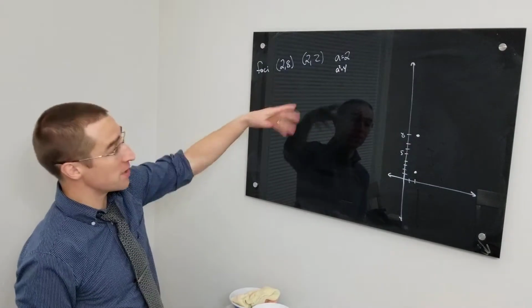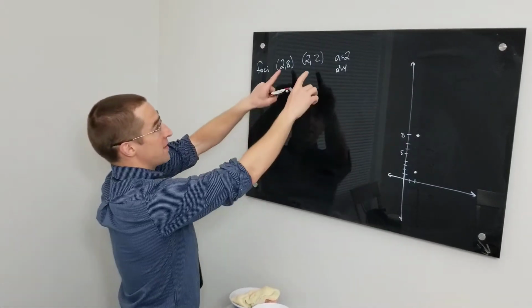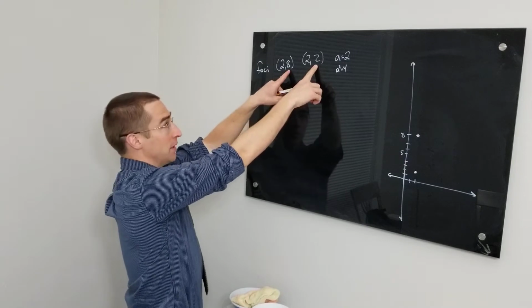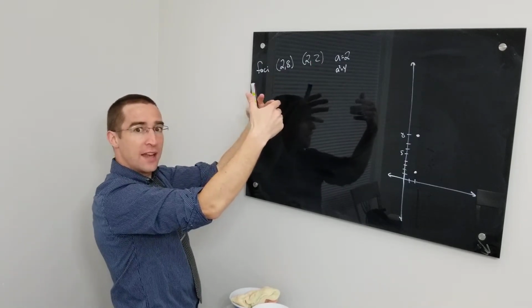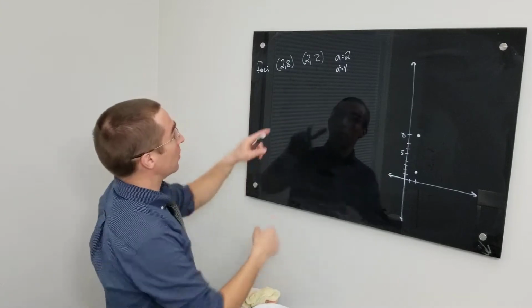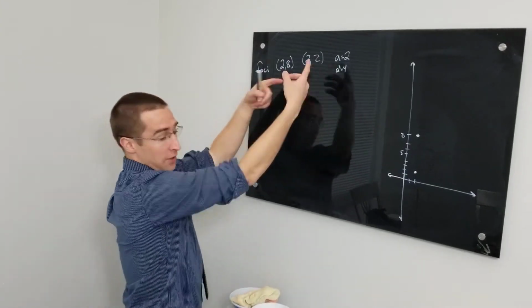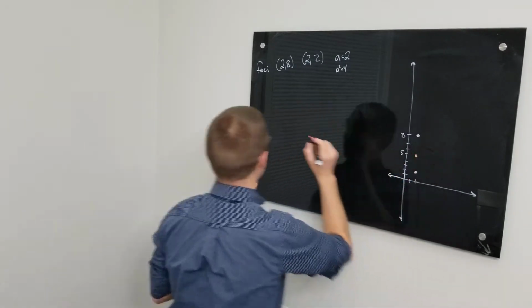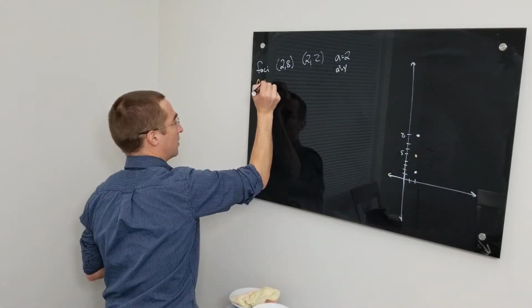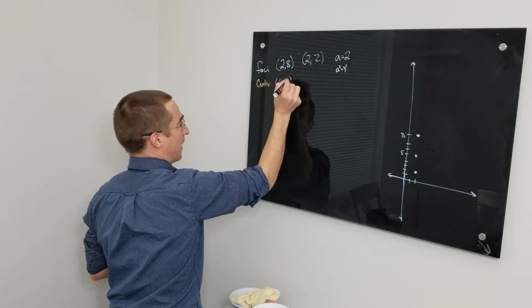Well, from the foci, we can find the center. So basically, I've got to find the number that's halfway between 8 and 2. In other words, I can find the average of those. 8 plus 2 is 10. 10 divided by 2 is 5. Or I could go down 3, up 3, get to 5. So (2, 5) is my center.